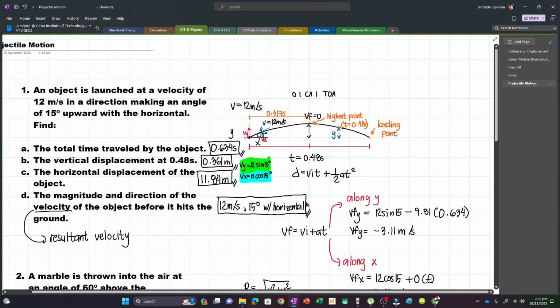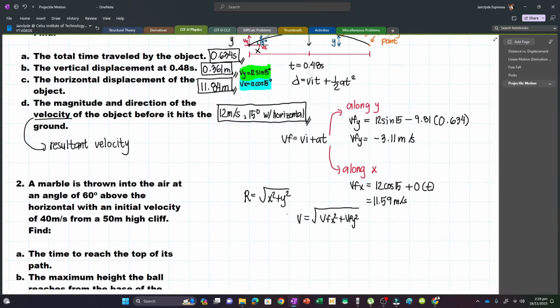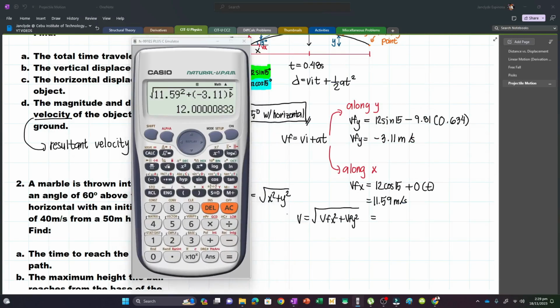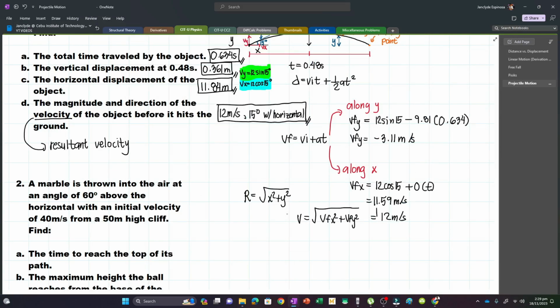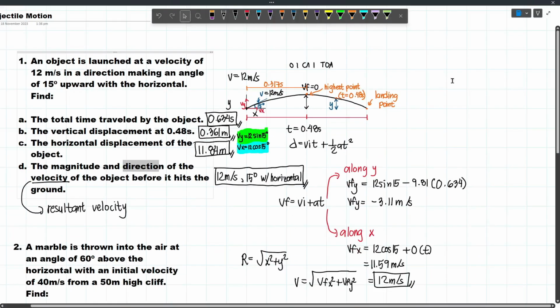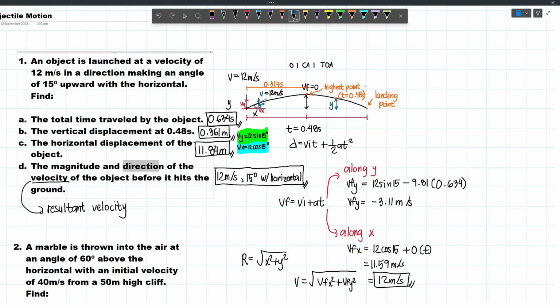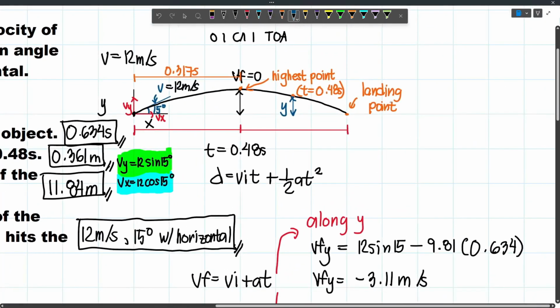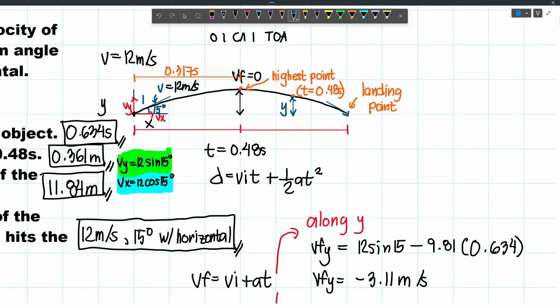just before it hits the ground. So we already got that, right? 12 meters per second. So that is our answer for the last question. And then its direction is still 15 degrees with the horizontal. Now if you imagine it, the velocity there, it's pointing northeast, and the velocity here is northwest.